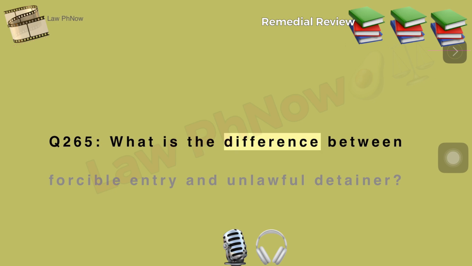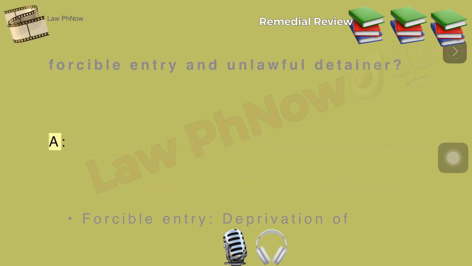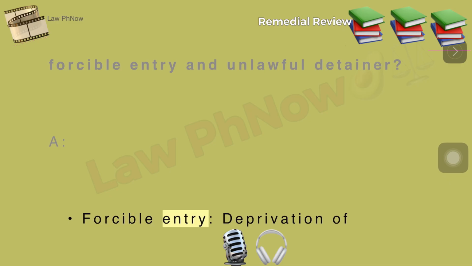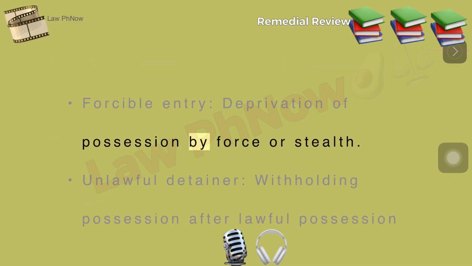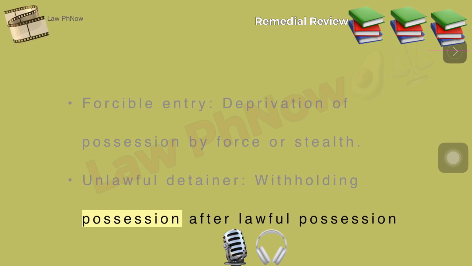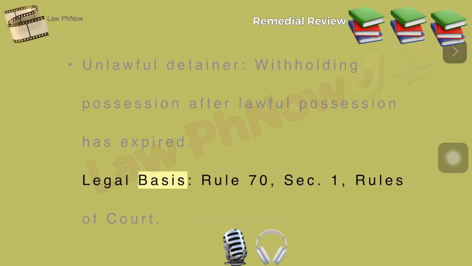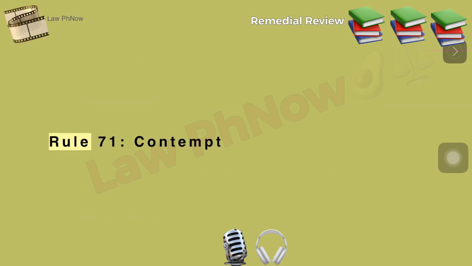Q265, what is the difference between forcible entry and unlawful detainer? A. Forcible entry, deprivation of possession by force or stealth. Unlawful detainer, withholding possession after lawful possession has expired. Legal basis, Rule 70, Section 1, Rules of Court. Rule 71, Contempt.